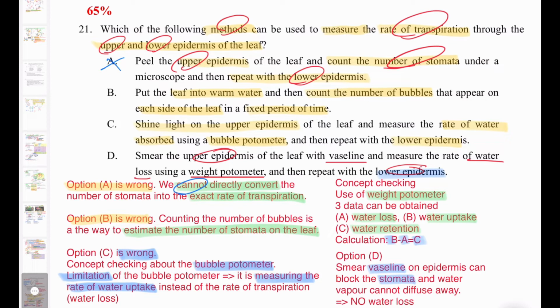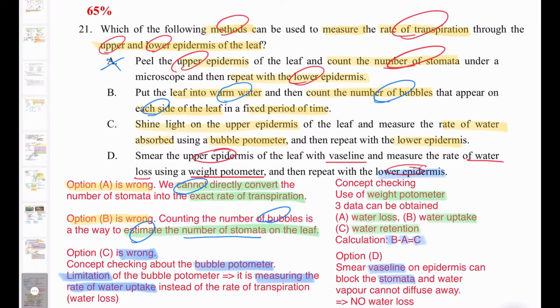And for option B, we put the leaf in warm water and then count the number of bubbles on each side of the leaves in a fixed period of time. So it's also not a method. This method is also not working because by counting the number of bubbles, we are just estimating the number of stomata on the leaves. So you can compare A and B. Option B is a more indirect method.